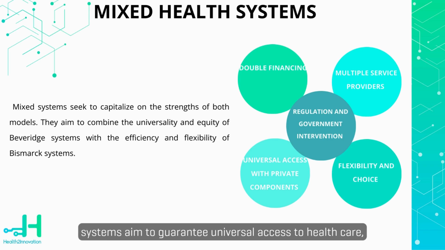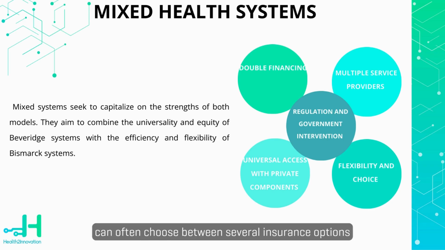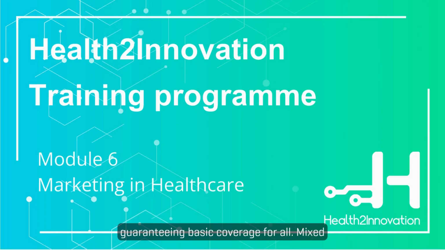Mixed systems aim to guarantee universal access to healthcare, while allowing those who wish or are able to do so to access additional services via private insurance. This may include supplementary insurance to cover costs not covered by the public system, such as dental care, optical care, or certain drugs. Flexibility and choice. Citizens can often choose between several insurance options or providers, offering a degree of freedom while guaranteeing basic coverage for all. Mixed systems seek to capitalize on the strengths of both models.